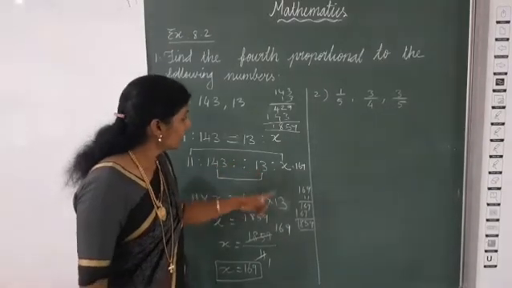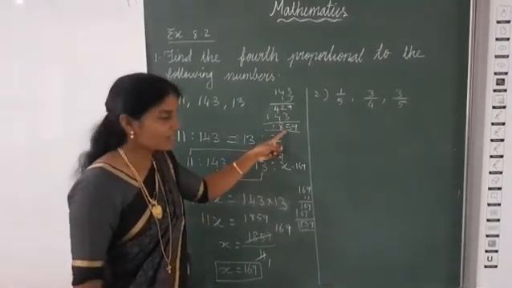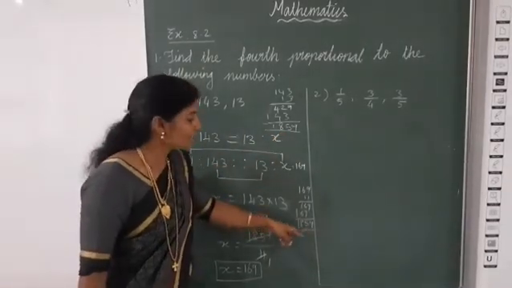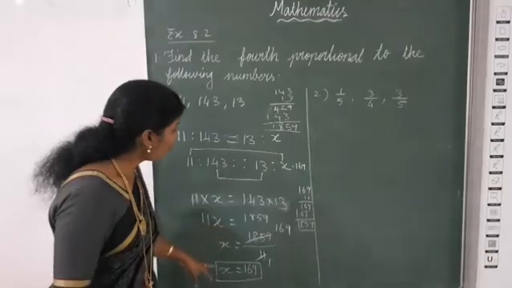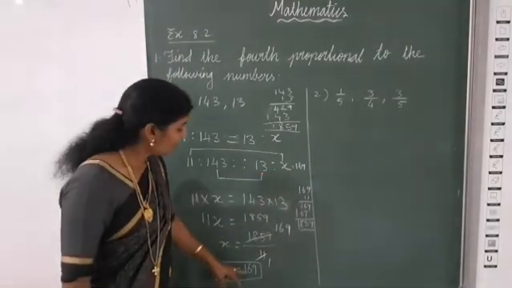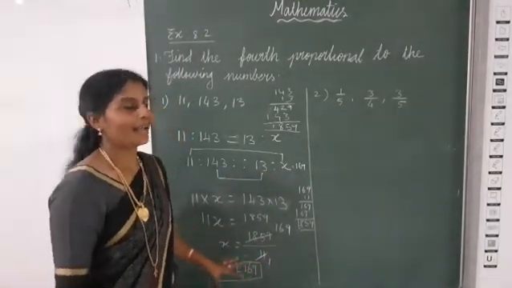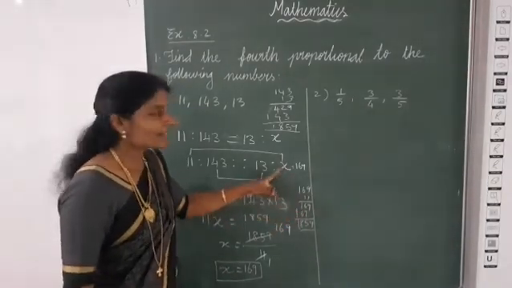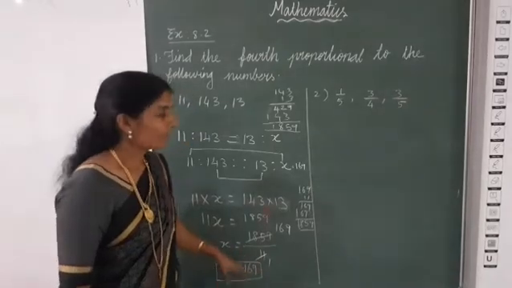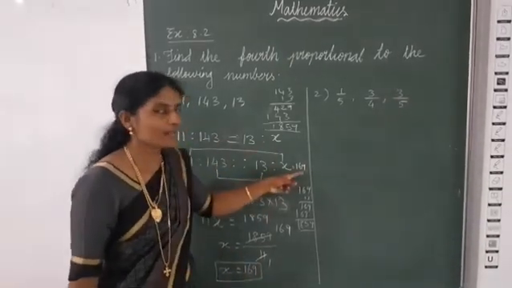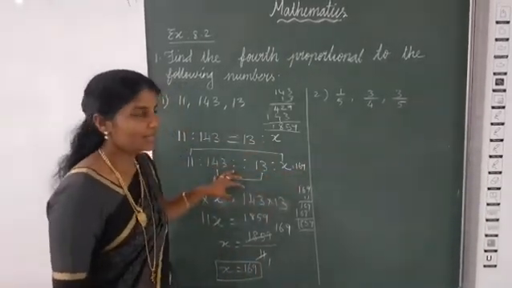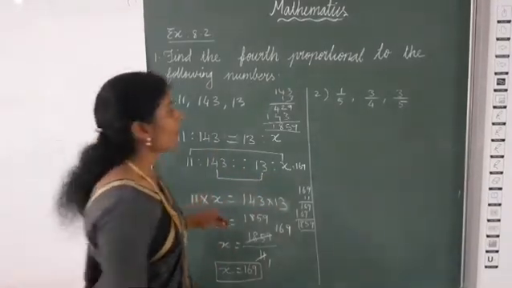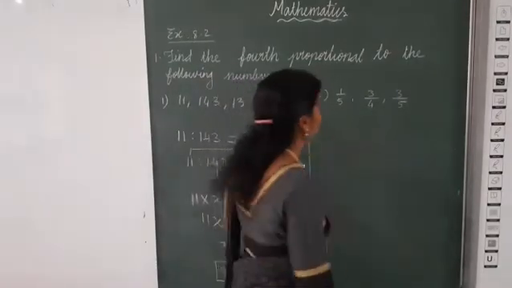143 into 13 is equal to 1859. Product of extremes is also 1859. So we can say this is a proportion. So what is the fourth proportional? 169. Clear? We can check whether this answer x is correct or wrong. The product of extremes is equal to the product of means, that is equal, which means this answer is correct. Clear? Okay.